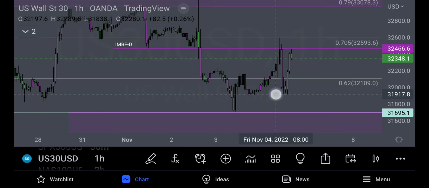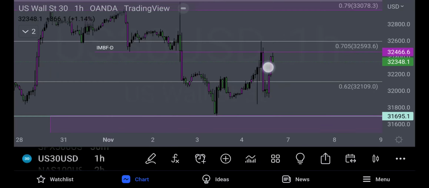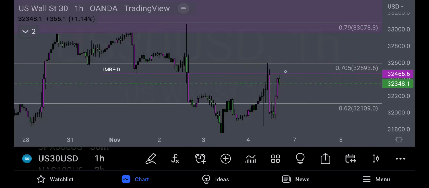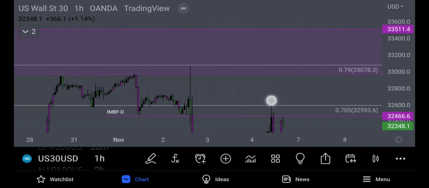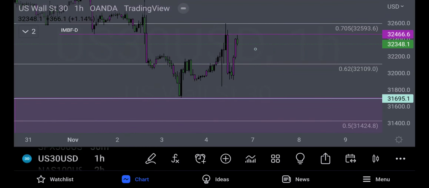Yeah, this was NFP. So that's why we had that push down. Then this little push up here. I'm still looking for sales. So this just shows us that the daily imbalance was filled. We're still in the OTE based off of the weekly.